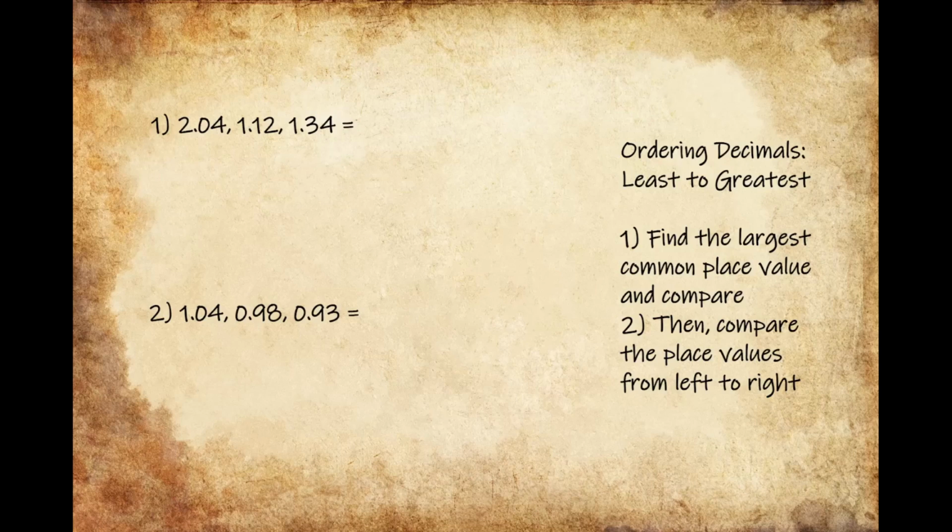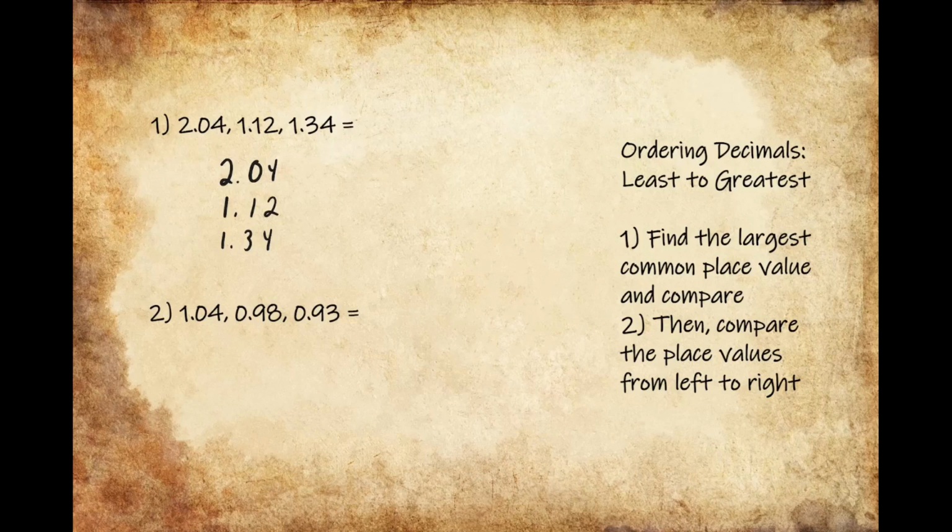So in question number one, in order to make this comparison a bit easier, we're going to go ahead and rewrite these decimals down below. So we have 2 and 4 hundredths, we have 1 and 12 hundredths, and we have 1 and 34 hundredths. And as we can see here, all of our place values are properly aligning. So now we can go ahead and compare these numbers.